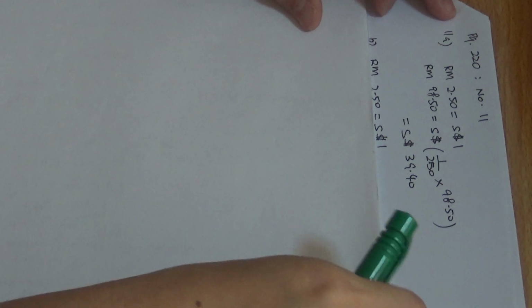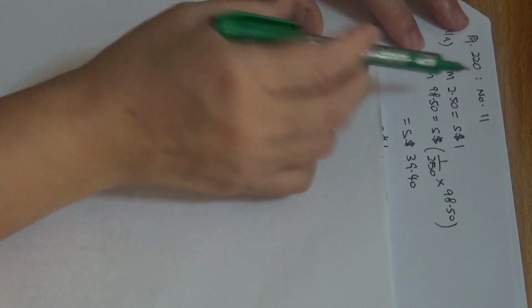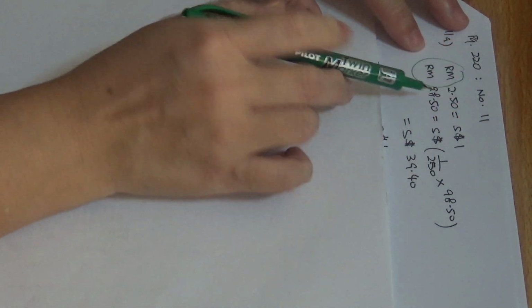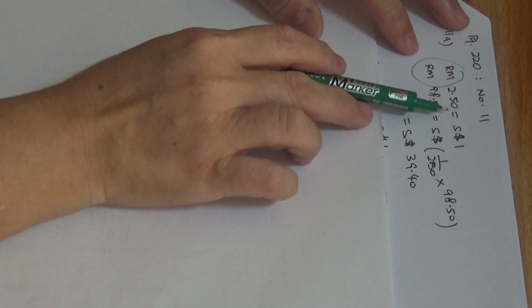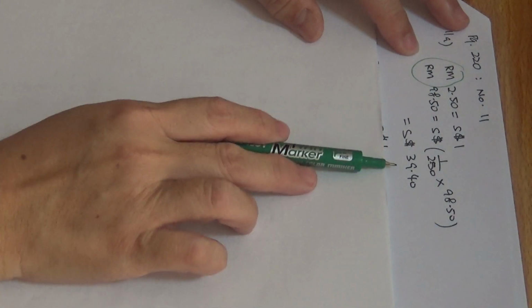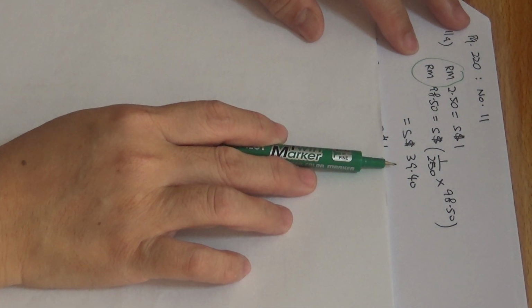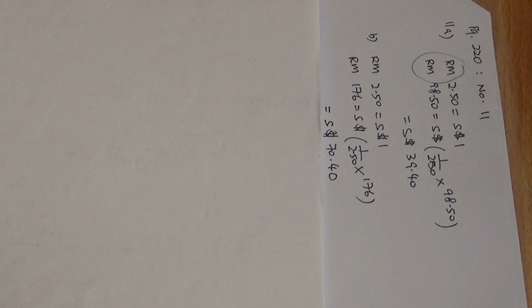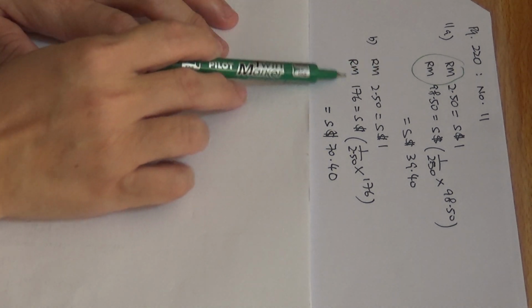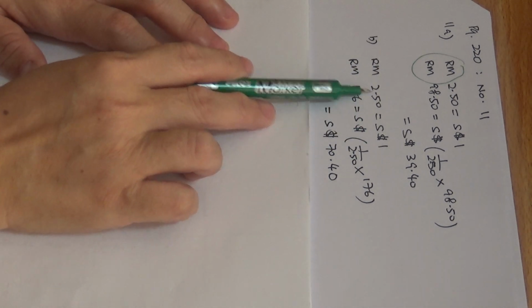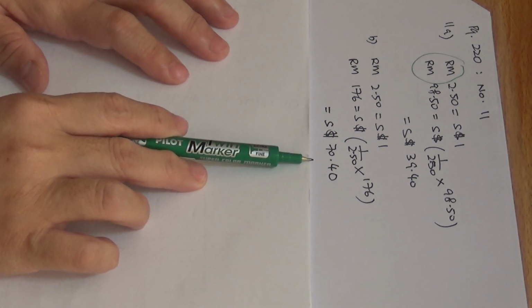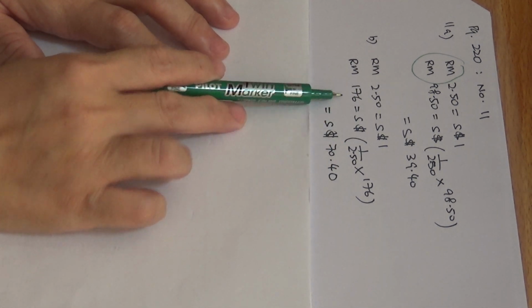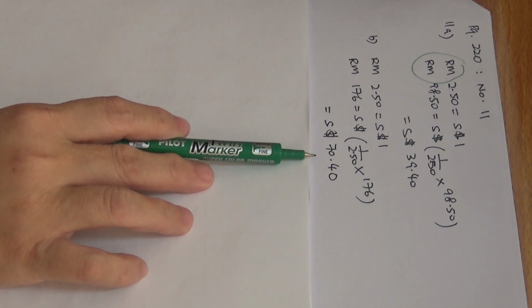Okay, 11 part A asks you to change ringgit to Singapore dollars. Remember, I told you, you must line this up, write the rate here, then this over this times this, you will get the answer. 11A, the answer is 39.40. Likewise for 11B, I do the same thing. I line them up, I put the rate here, this over this times this, I'll get 70.40.